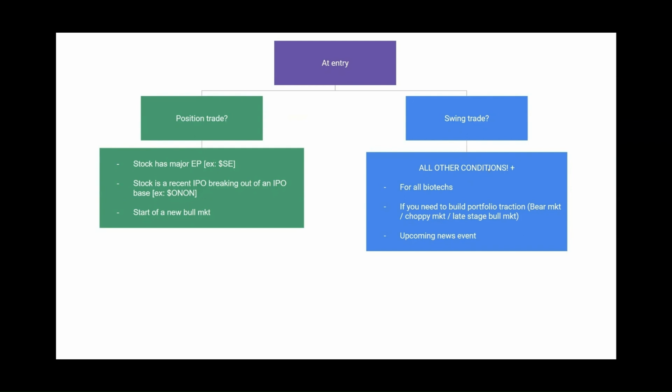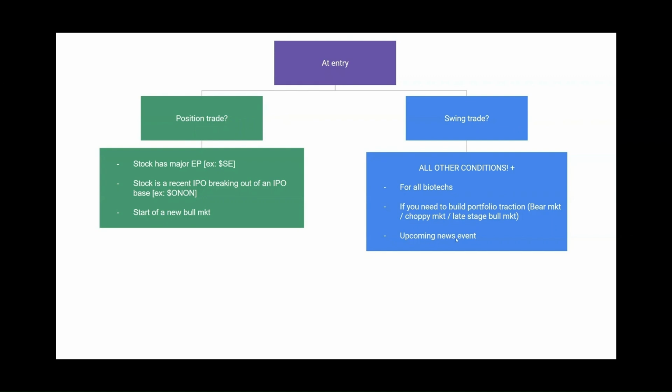So in all other conditions, every trade I take is a swing trade, plus in every biotech's case, it is a swing trade, plus if you need to build portfolio traction, which means your account is not doing well, you haven't got a lot of profits this year, or we're in a bear market or a choppy market or a late stage bull market, and these are times when it'll be very difficult to build portfolio traction. Those are other times when I will be swing trading.